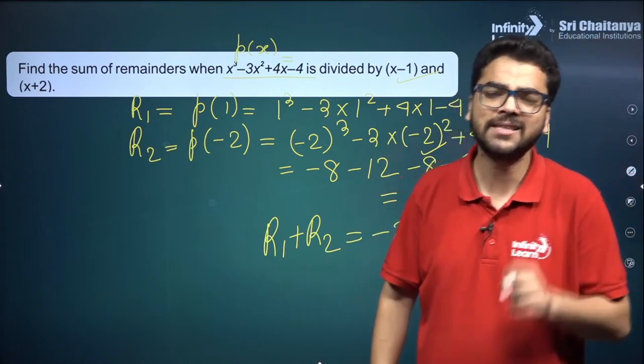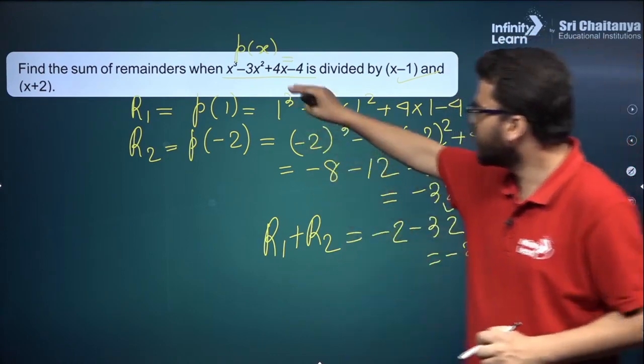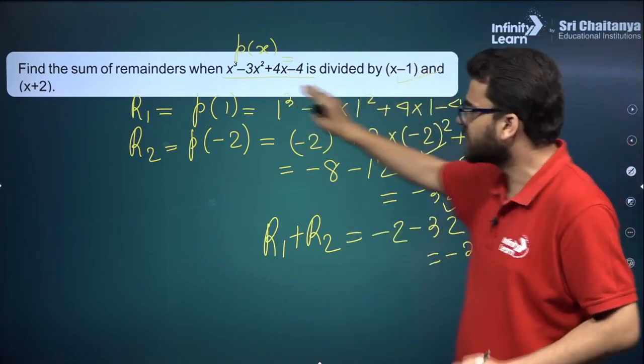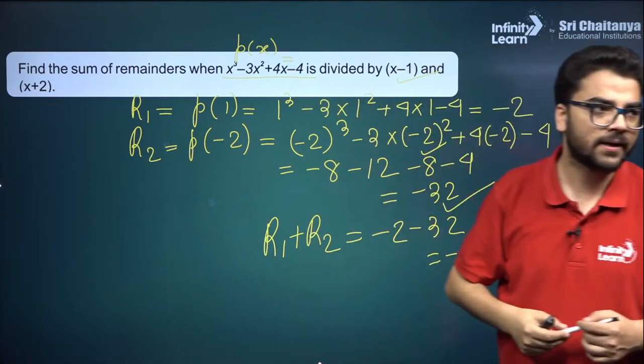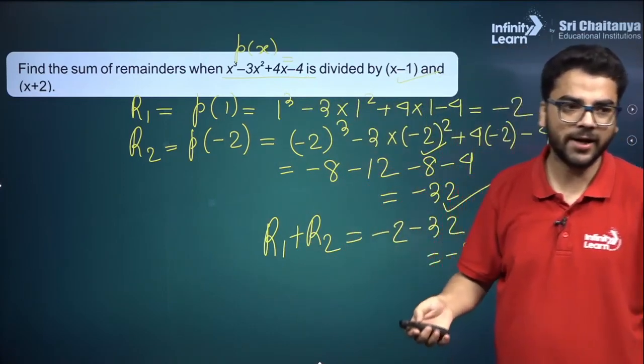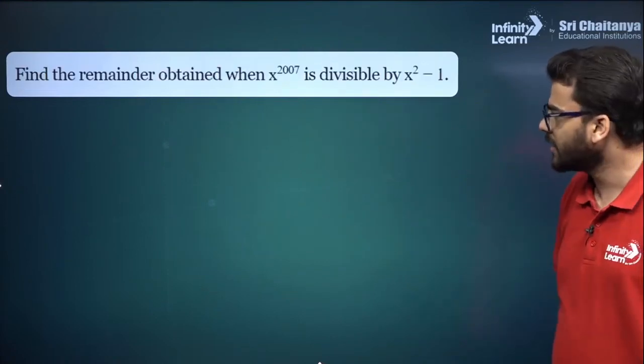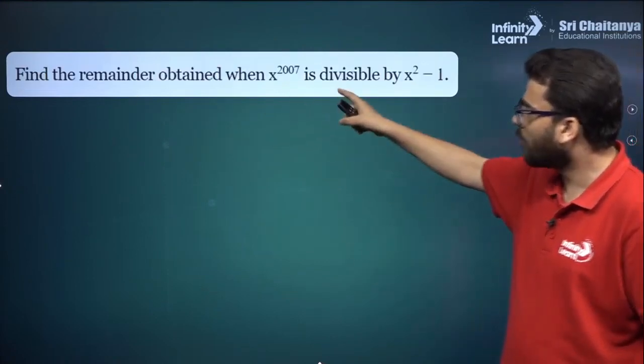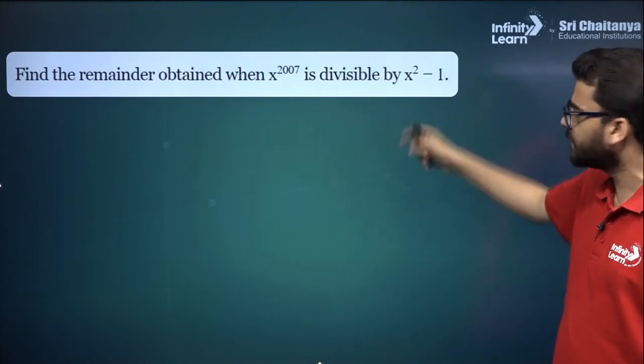So you have to find the sum of the remainders when you divide this polynomial by x minus 1 and x plus 2. Is it clear, guys? Okay. So let us do some more questions over here, guys. Find the remainder obtained when this is divisible by this.